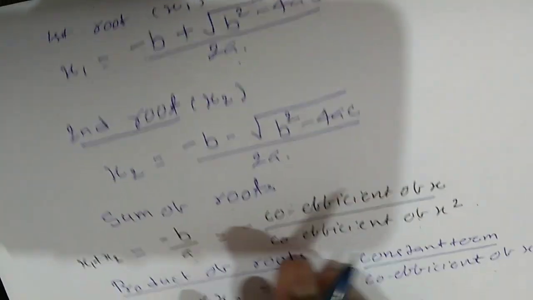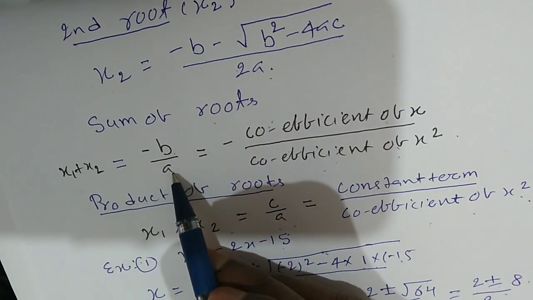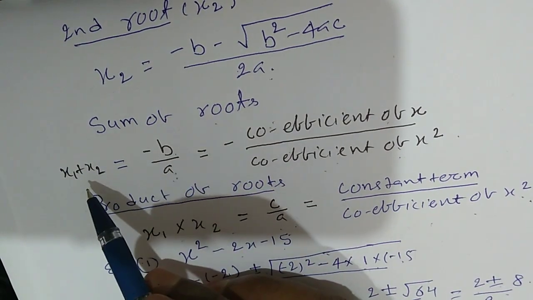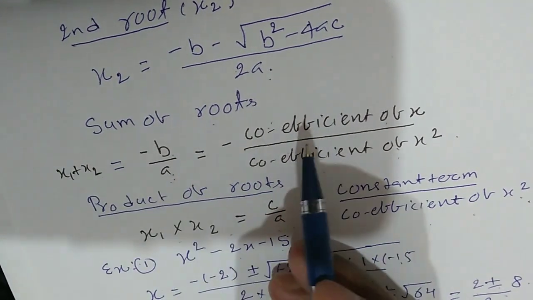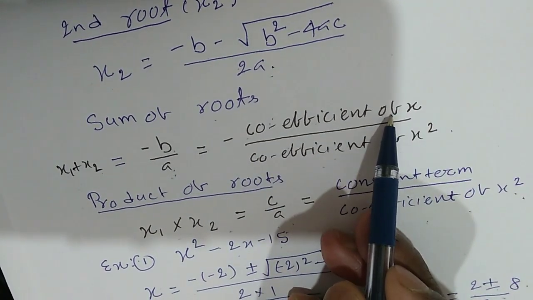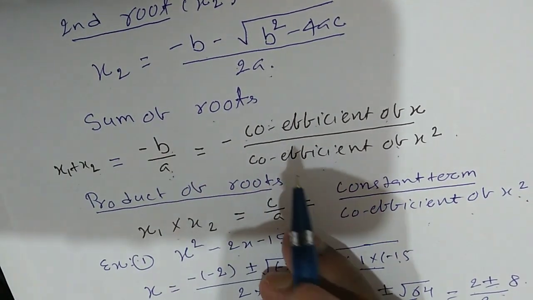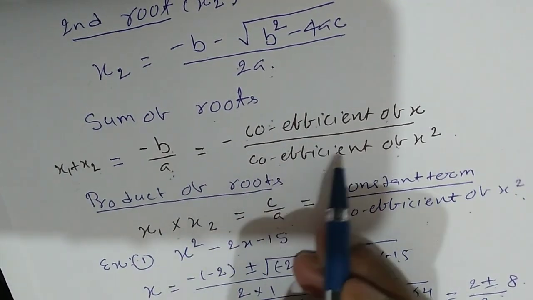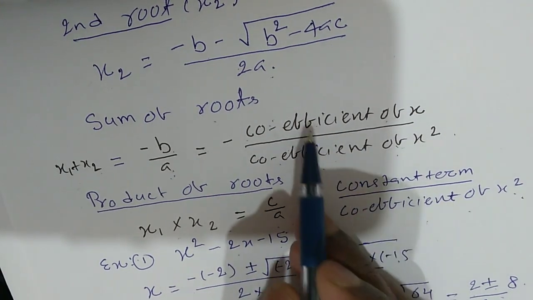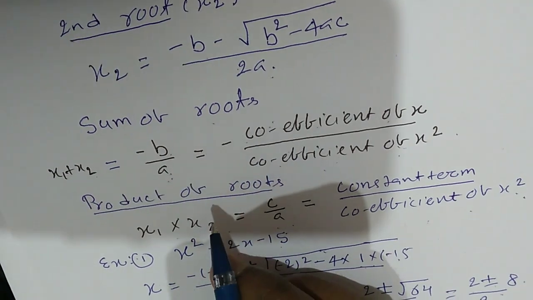The next one is the sum of roots. Sum of roots means minus b upon a. So right here x1 plus x2 is minus the coefficient of x, that is minus b, upon the coefficient of x square. These are the ratios for the sum of roots.